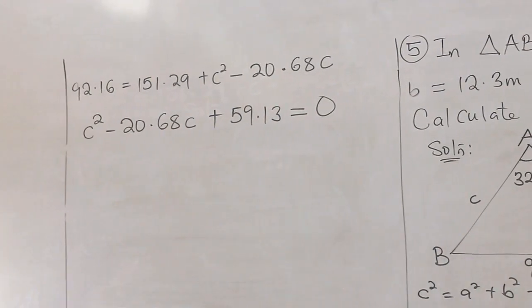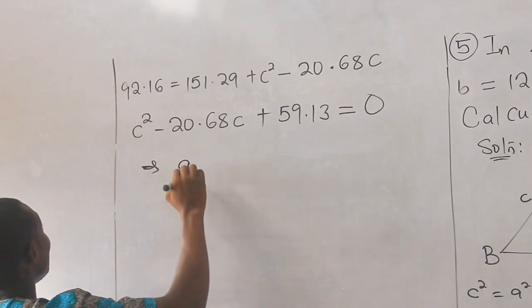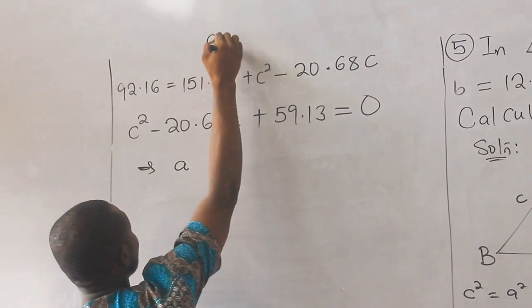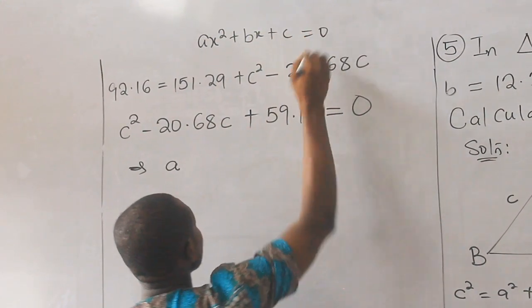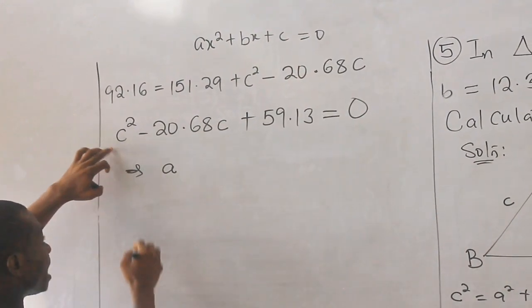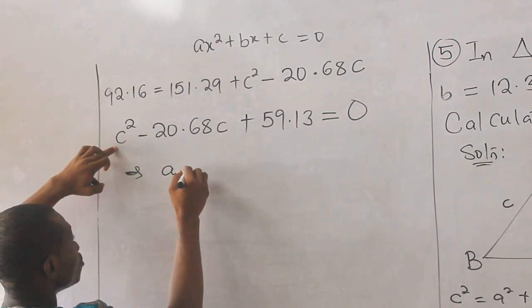So you have a beautiful quadratic equation. In this case here, remember every quadratic equation is of this form: ax squared plus bx plus c equal to 0. So what it means is that our a, which is the coefficient of the squared, is equal to 1.